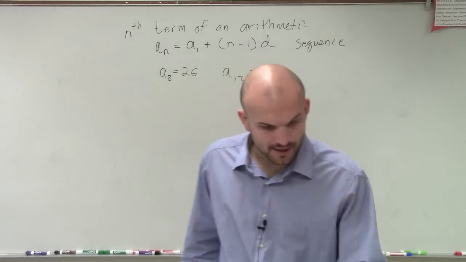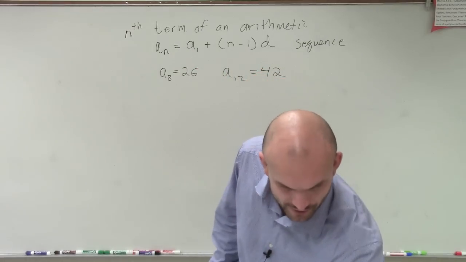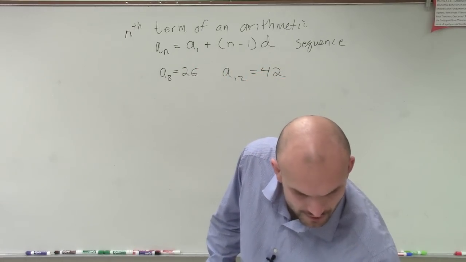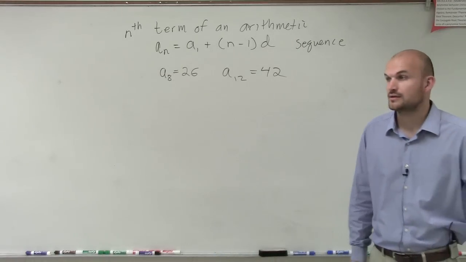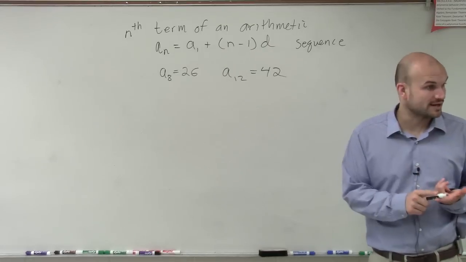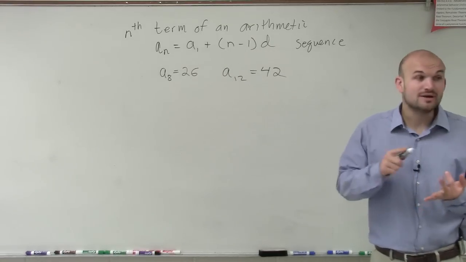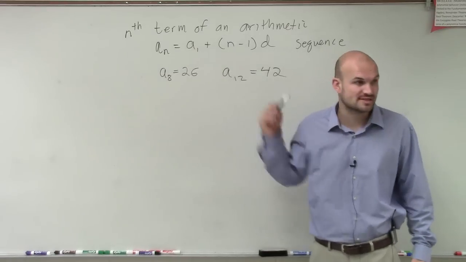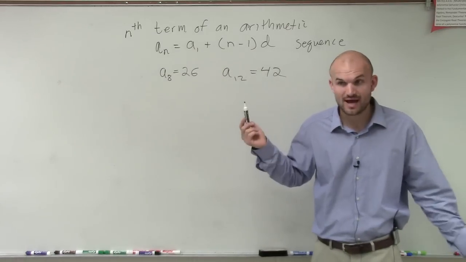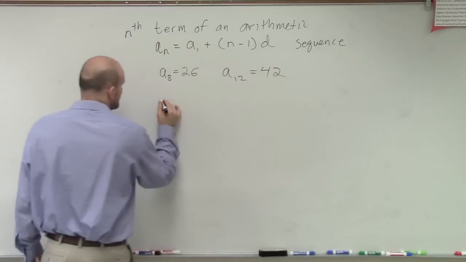All right. And for number 31, they're asking us to write the first 5 terms of the arithmetic series. So first of all, we don't know what a of 1 is, we don't know what a of 2 is, and we don't even know what the difference is, right? All we have is 2 numbers out of a whole sequence, correct? That's all we have.